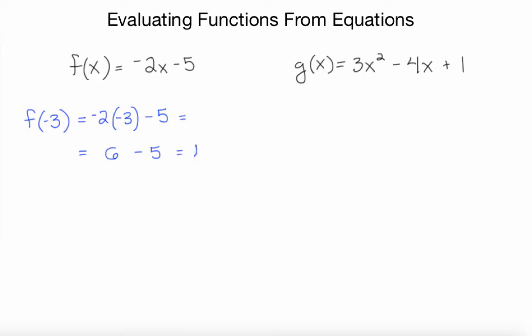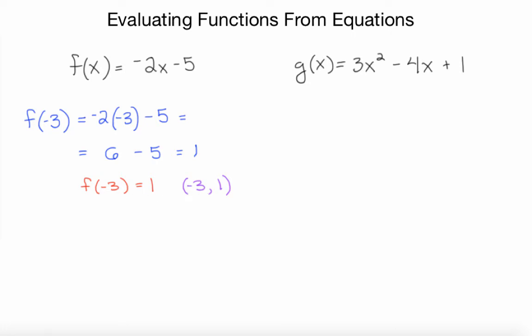So summarizing it up, f of negative 3. If I input negative 3, I get back a value of 1. If I wanted to put it in coordinate point form, that would be saying when x is negative 3, my y value is 1. So that's evaluating a function. We put a particular x value in, calculate it out, and we get our y value back.